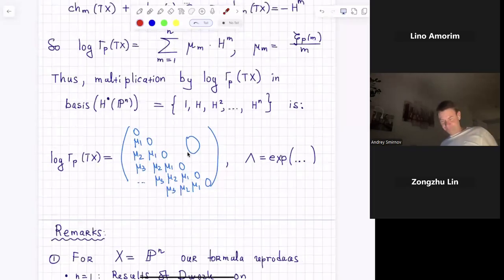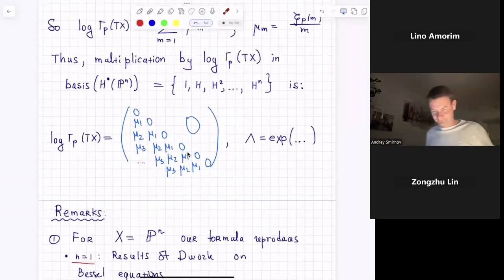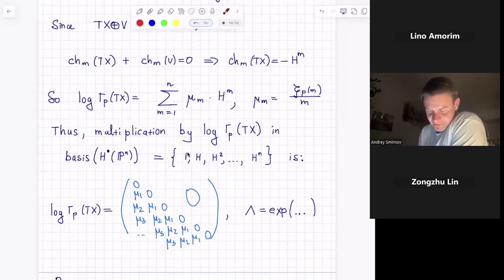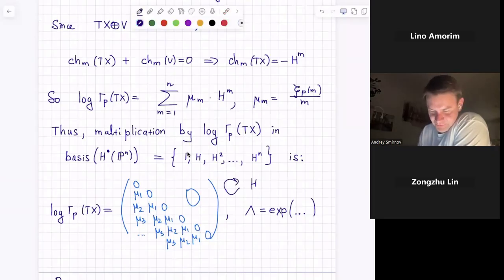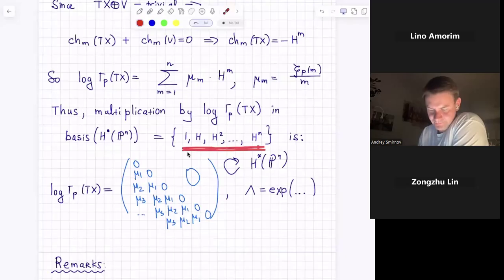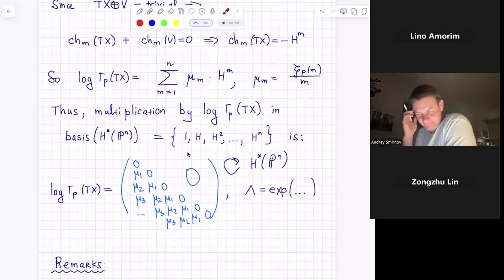And what is the size of the dimension of this matrix? This is just the size of the cohomology of your space. It acts on H of P^n, so that will be the total dimension of the cohomology. Yes, the total dimension of cohomology. That's right.